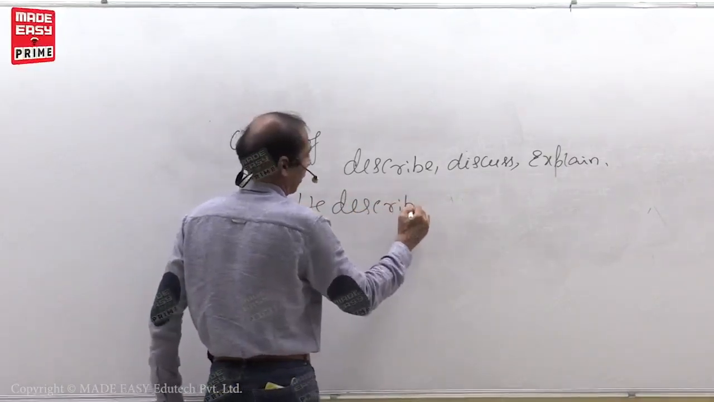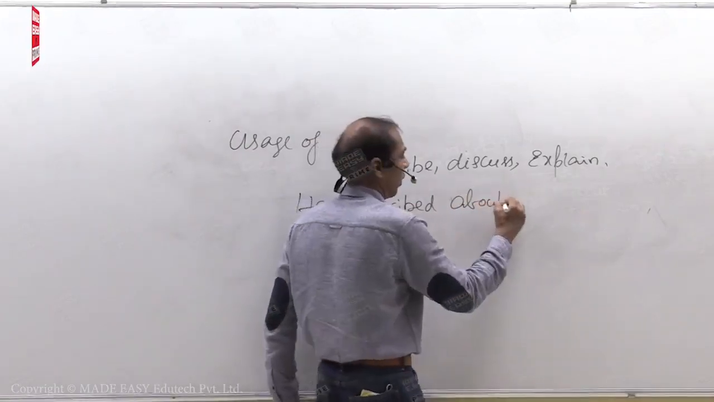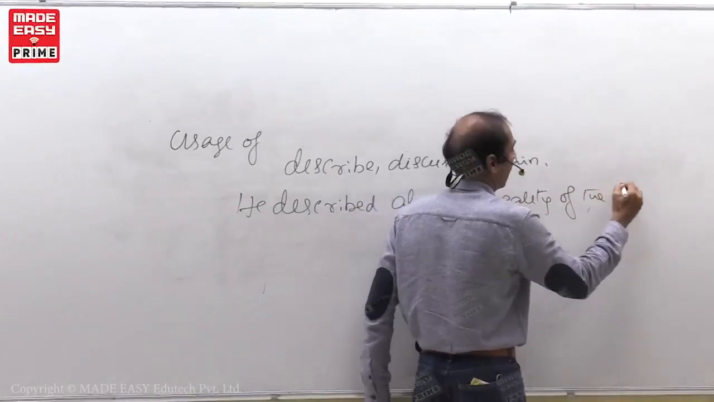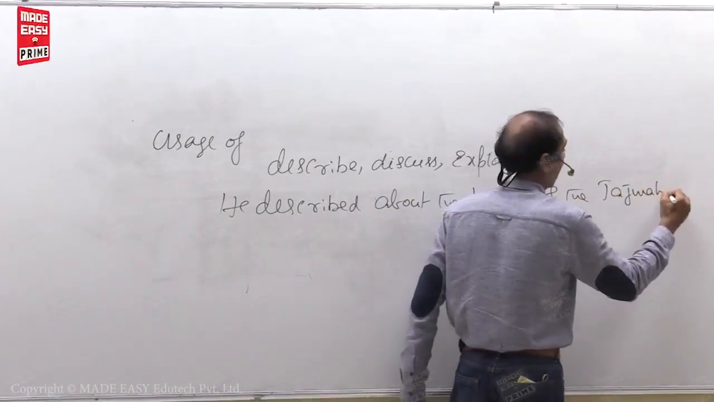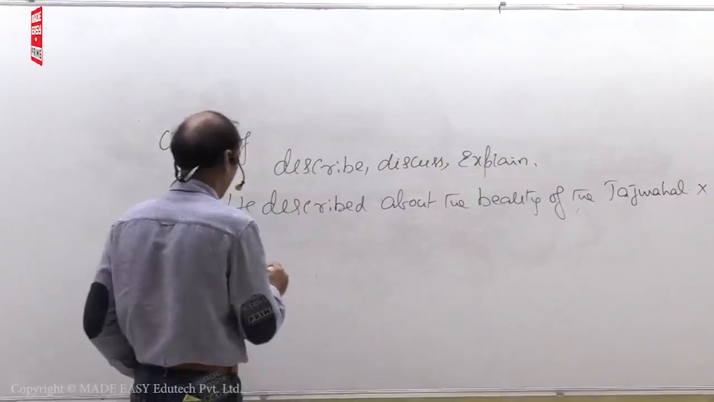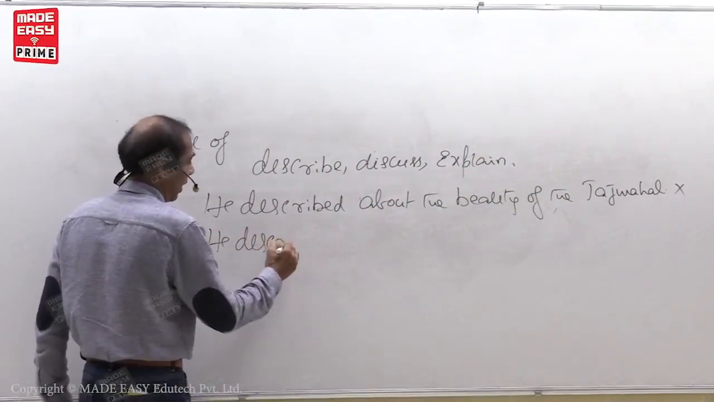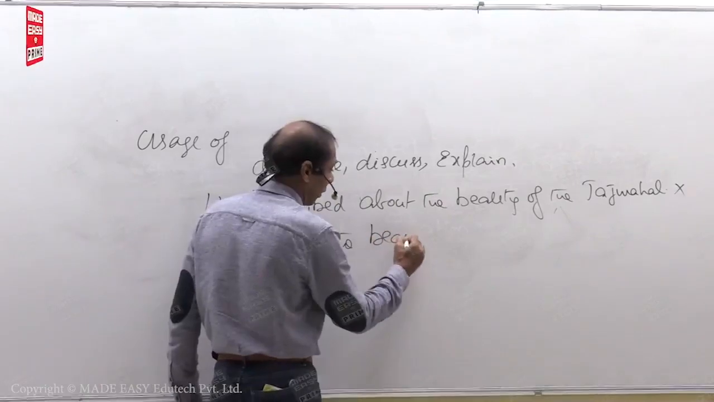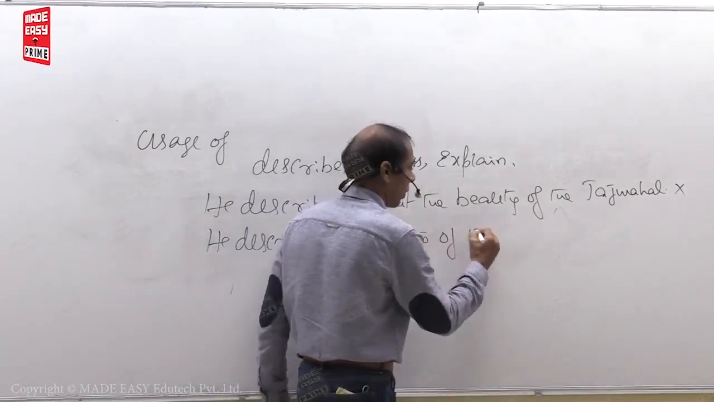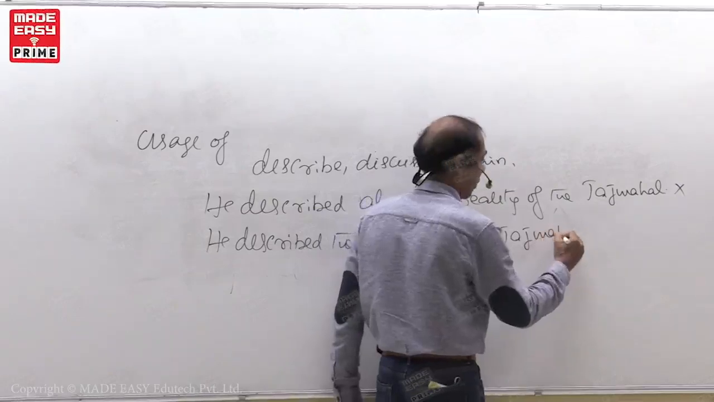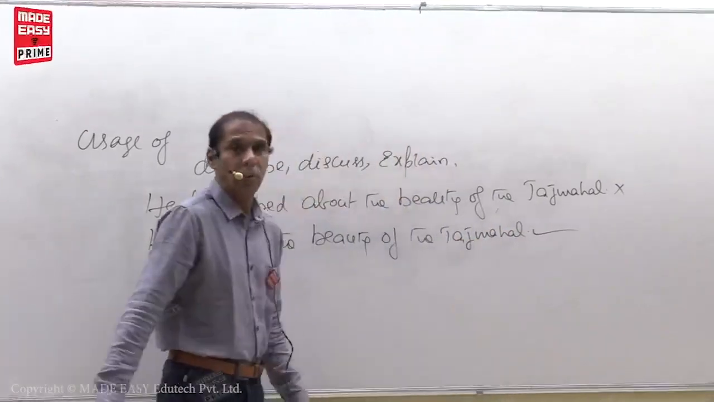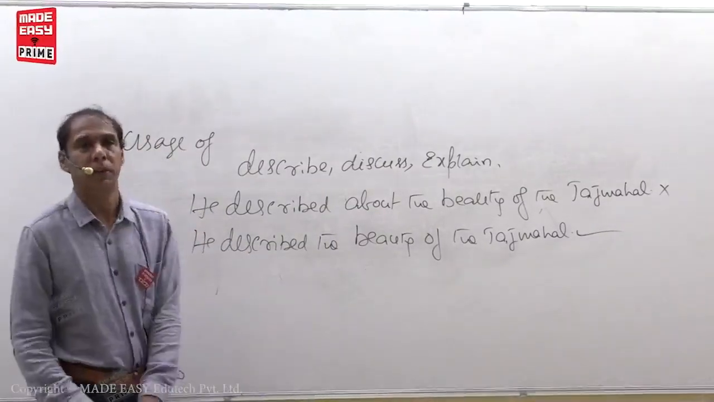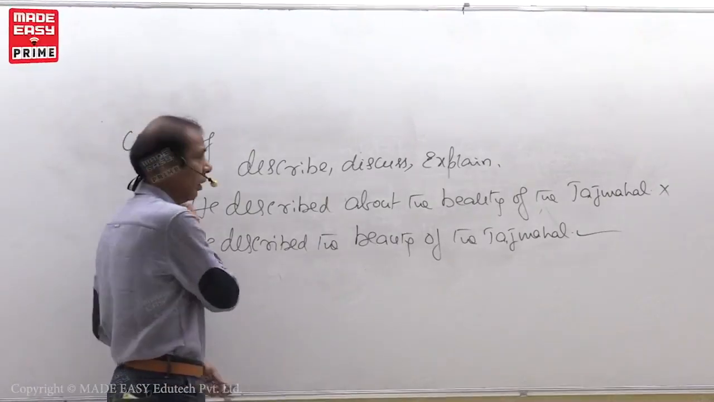Similarly, see, he described about the beauty of the Taj Mahal. Wrong. He described, okay, the beauty of the Taj Mahal. This is correct. Not he described about the beauty of the Taj Mahal. He described the beauty of the Taj Mahal. That's it. Okay. Now see one more.